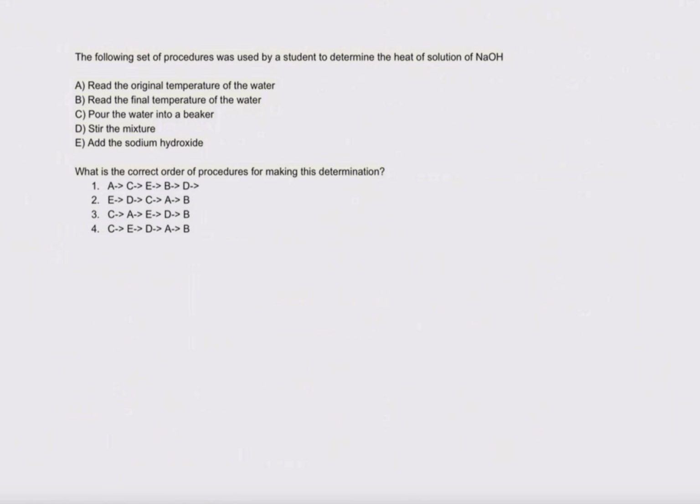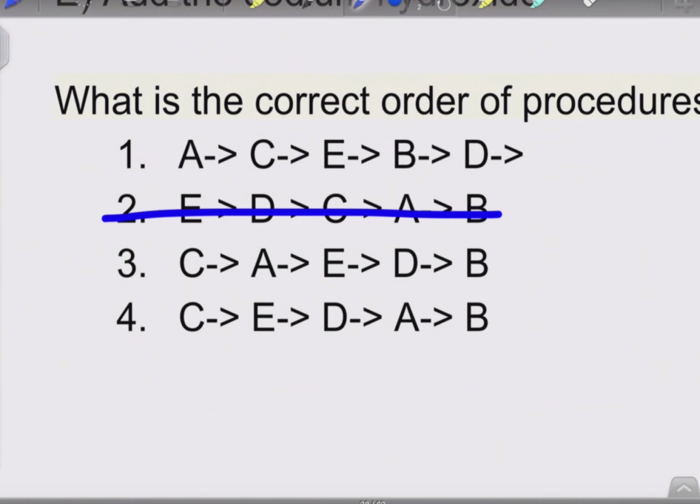What would be the correct steps in order to determine the heat of solution of NaOH? Given these choices, the first thing we're going to do is add water to the beaker. Right, we have to put some water in a beaker because we're going to measure the change in temperature of that water. So that means that C has to be the first step, which would eliminate these two choices.